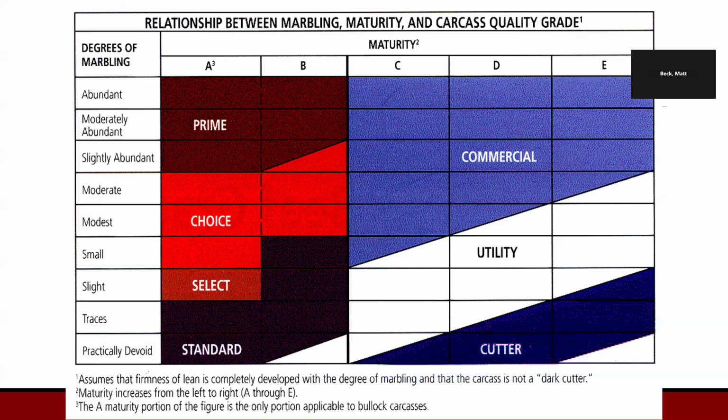Typically heifers will grade better than steers, just because at that same body weight, they're going to have a higher physiological maturity. So heifers tend to be fatter than steers. So not a dumb question. Any other questions?